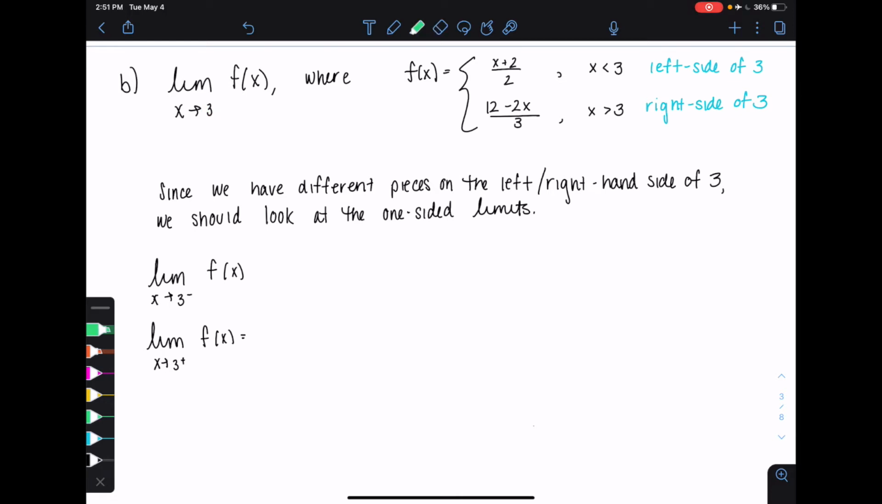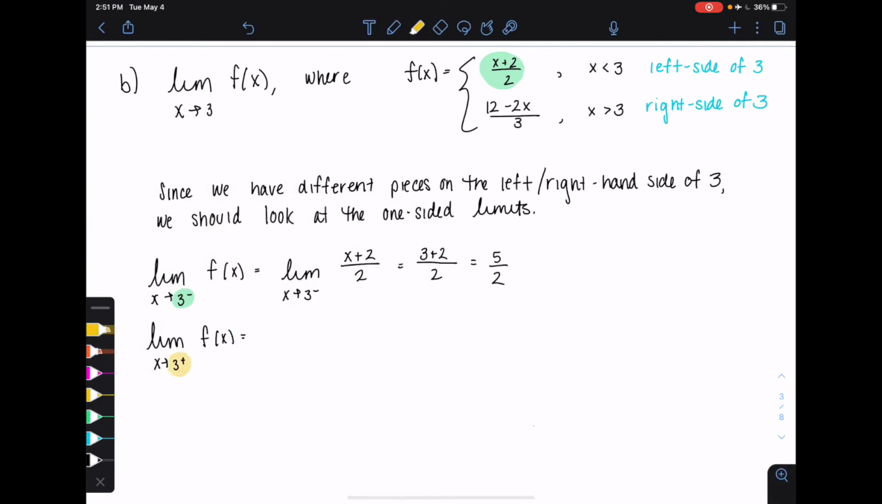Okay. So if I'm approaching 3 from the left, that's going to give me the x plus 2 over 2 based on my piecewise function. So I'm going to take this limit. No problems just plugging in 3. So we go ahead, and that gives us 3 plus 2 over 2, or 5 over 2. Okay.